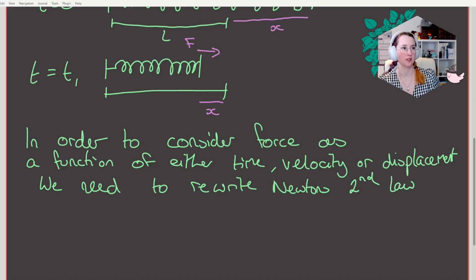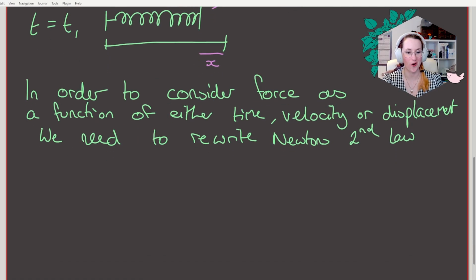So we need to rewrite Newton's second law. Typically when looking at problems that involve multivariate forces in one dimension, you get F is either F of t, F of v, or F of x. So in order to do that, we need to rewrite it.